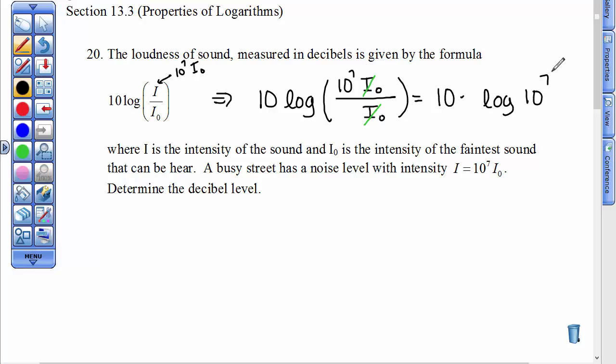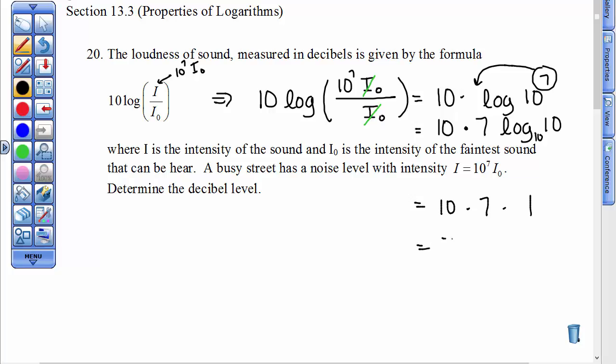I'm going to make this easy on myself, and bring this 7 down in front right here, and this will now be 10 times 7 times the log of 10. But please remember, the base is 10 in this problem because it's not written. And the log of 10 where the base is 10 is equal to 1. So finally, my answer for this problem is 10 times 7 times 1, which is 70 decibels.